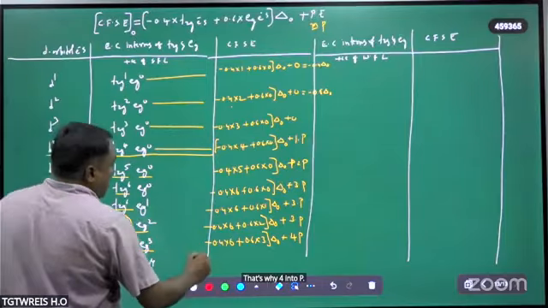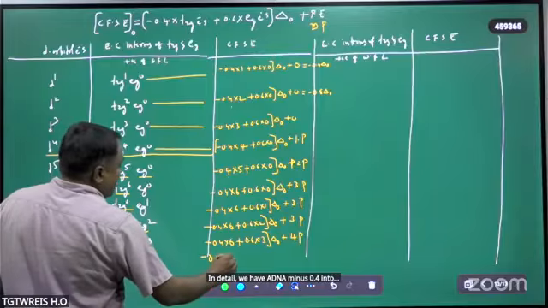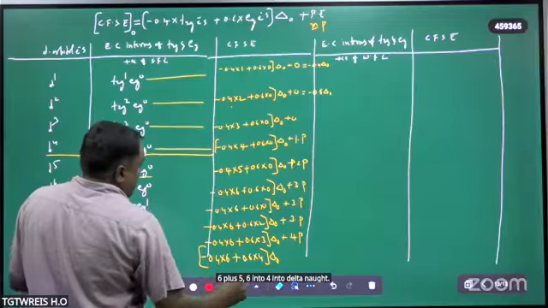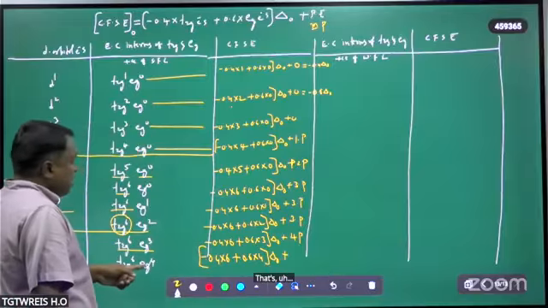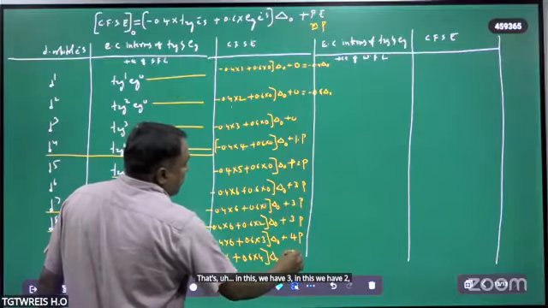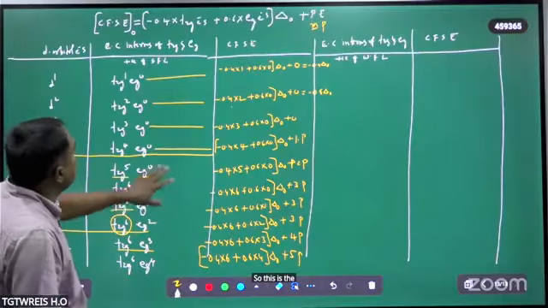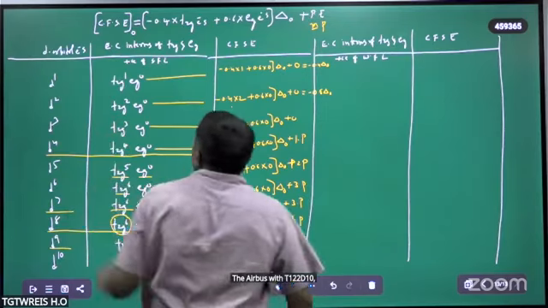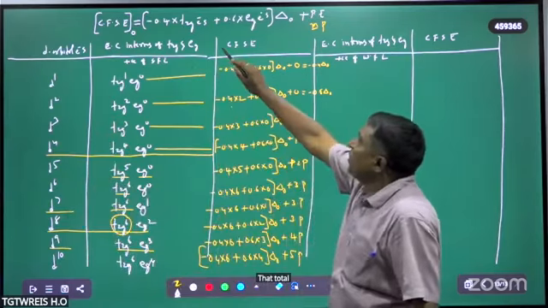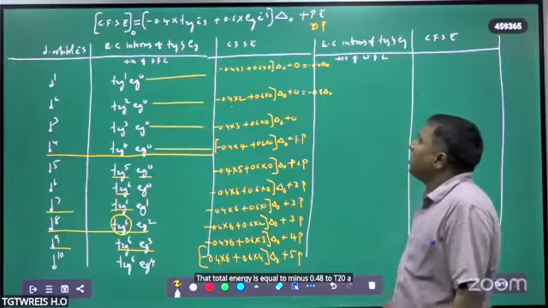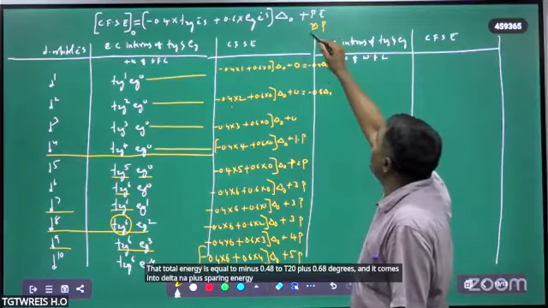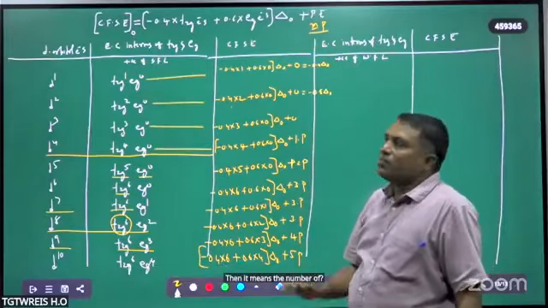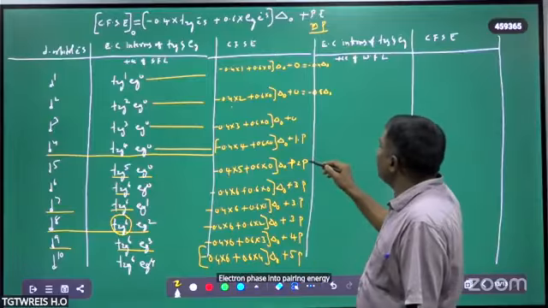In d10 we have what now? Minus 0.4 into 6 plus 0.6 into 4 into delta naught, plus in this we have 5 orbitals with paired electrons, therefore 5P. So this is the total CFSE for the d1 to d10 configurations. The total energy is equal to minus 0.4 into t2g electrons plus 0.6 into eg electrons into delta naught, plus pairing energy. So pairing energy is equal to M into P, where M is the number of electron pairs and P is the pairing energy.